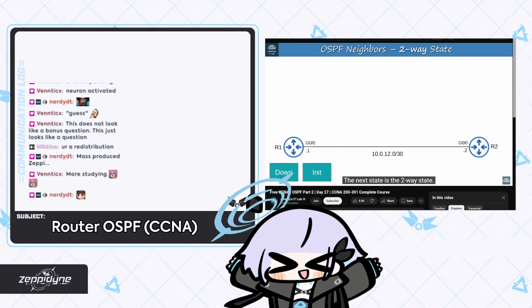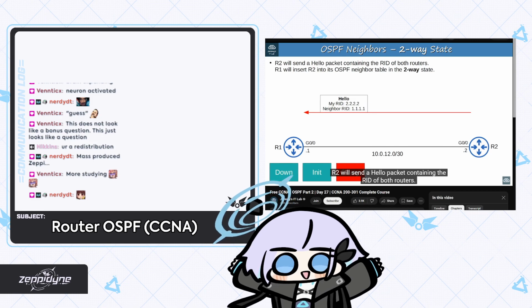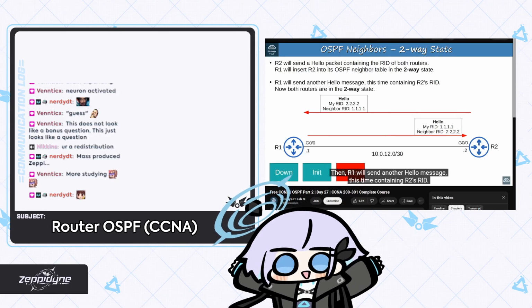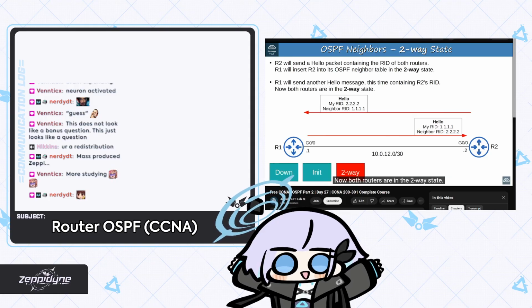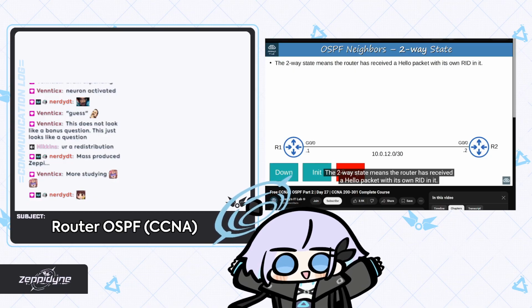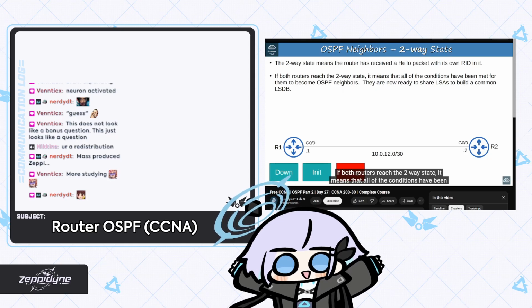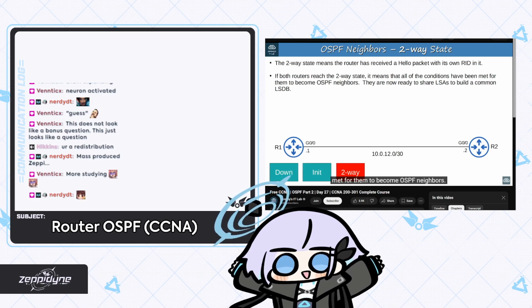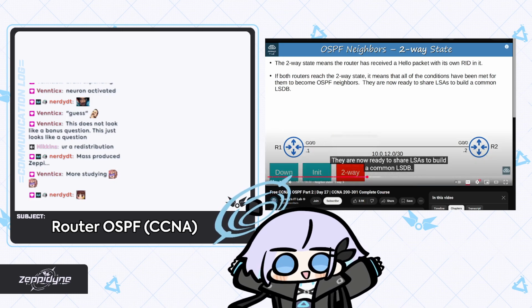The next state is the two-way state. R2 will send a hello packet containing the RID of both routers. R1 will insert R2 into its OSPF neighbor table in the two-way state. The reply is important. Then, R1 will send another hello message, this time containing R2's RID. Now both routers are in the two-way state. The two-way state means the router has received a hello packet with its own RID in it. If both routers reach the two-way state, it means that all of the conditions have been met for them to become OSPF neighbors. They are now ready to share LSAs to build a common LSDB.